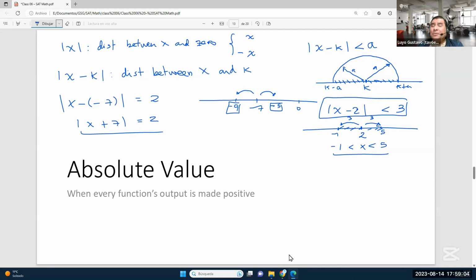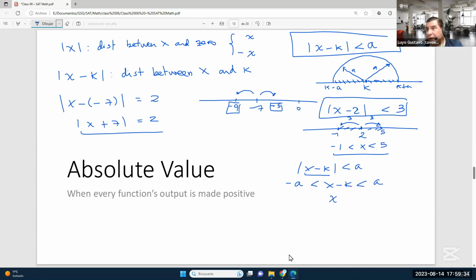Whenever you see something like this, you can open it directly like this. If the absolute value of x minus k is less than a units, it means that this here is between -a and +a. So add k in all the 3 parts of this double inequality in order to isolate x, and you have k minus a less than x less than k plus a. And that's it. The solution to this inequality with absolute value.